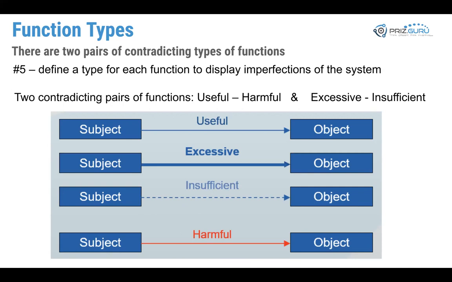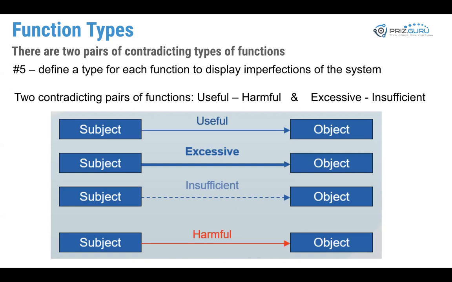But why do we need 4 of them? Why is it not enough to use just excessive and insufficient? Because if it's excessive, per definition, it can be harmful. Insufficient, it can be harmful. It performs properly, that's useful. That's it. Why do we need 4?